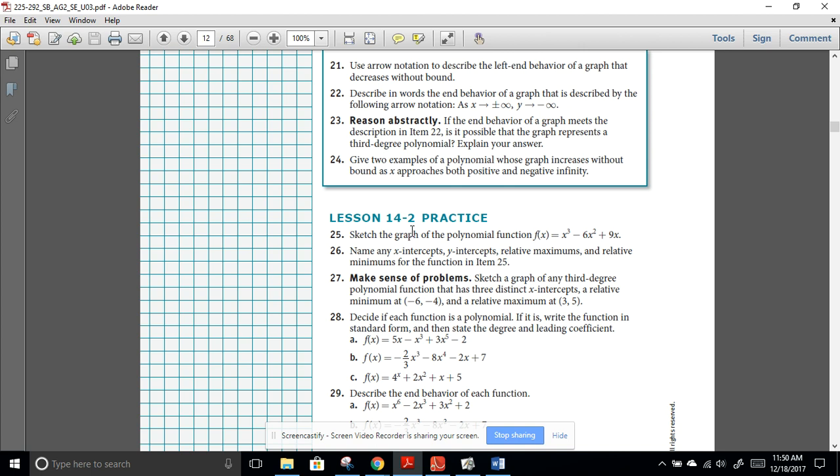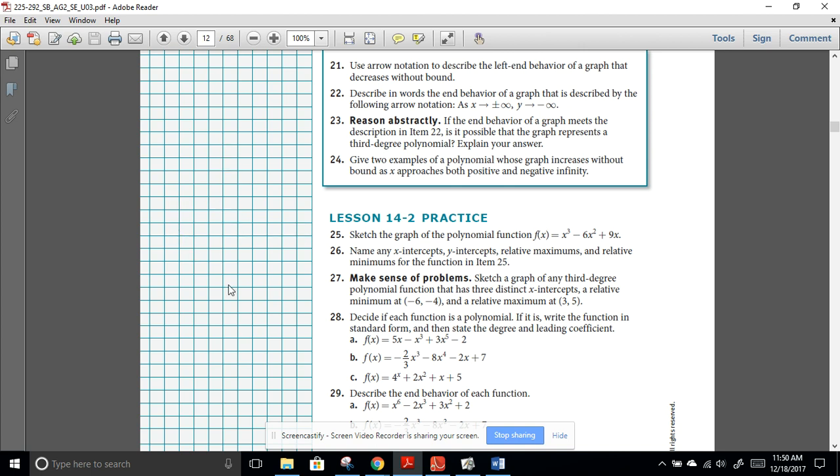Please do it on graph paper. Use Desmos or graphing calculator to get a few points. Turning points would be good. X-intercepts would be good. Y-intercept would be good. Then, because right here it asks you to name the x-intercepts, the y-intercepts, any relative maximums and relative minimums for that one. So those points right there will help you graph it.